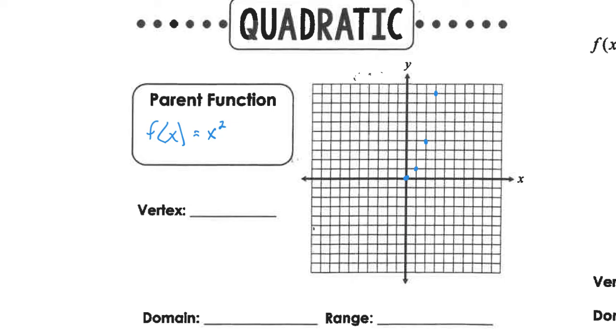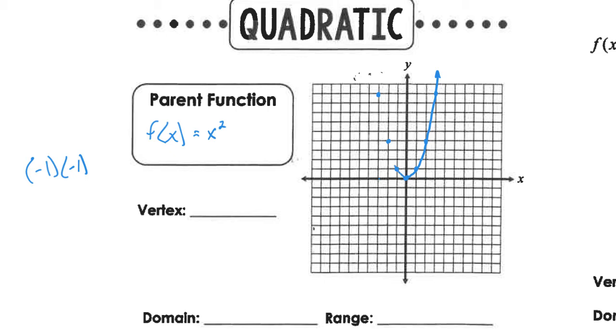But what if I go in the negative direction? So the negative 1 squared, that means negative 1 times negative 1. So if I multiply a negative by a negative, it gives me a positive. So negative 2 squared is negative times negative, so it's going to be positive 4. Negative 3 squared is going to be a positive 9. And there's going to be your quadratic function.